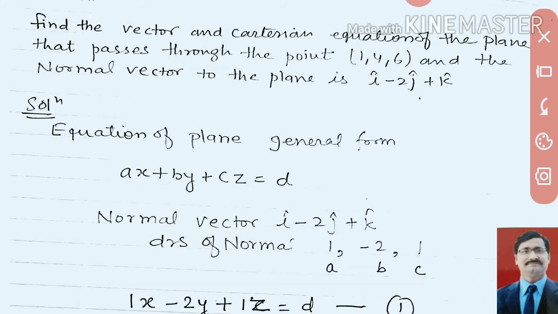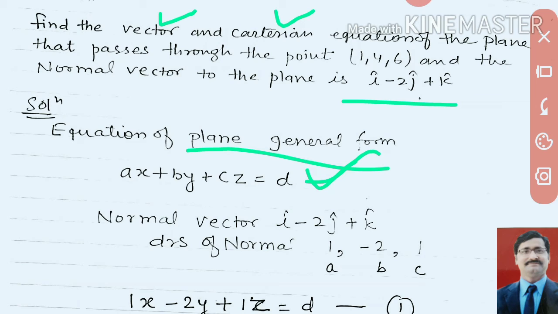Find the vector and Cartesian equation of the plane that passes through the point 1, 4, 6, and the normal vector to the plane is i minus 2j plus k. It means you have to find both formats, vector and Cartesian. We will write the equation of the plane in general form, the Cartesian form, ax plus by plus cz equal to d. This is the equation of the plane in Cartesian format.